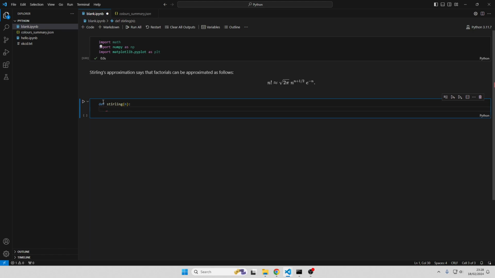So we're going to make a Python function that returns this approximation here. We need the square root of 2 pi. np.pi is the thing to get the value of pi, and then we take the square root of that, and then we multiply by n raised to the power n plus a half, and then multiply by exponential of minus n.